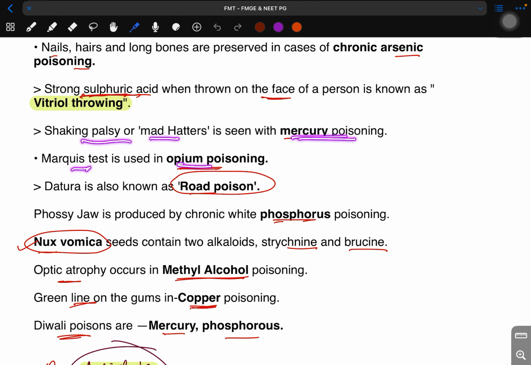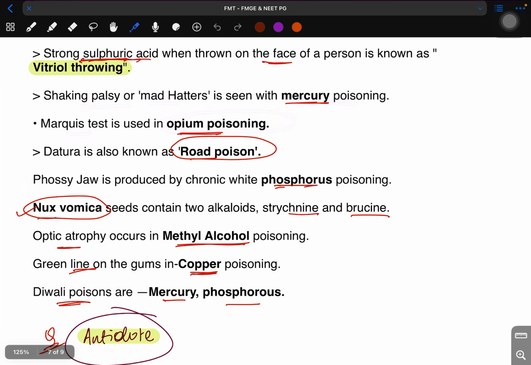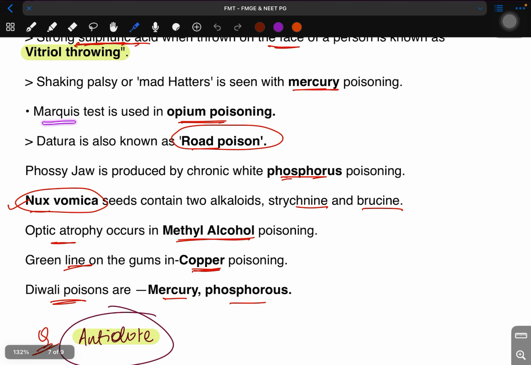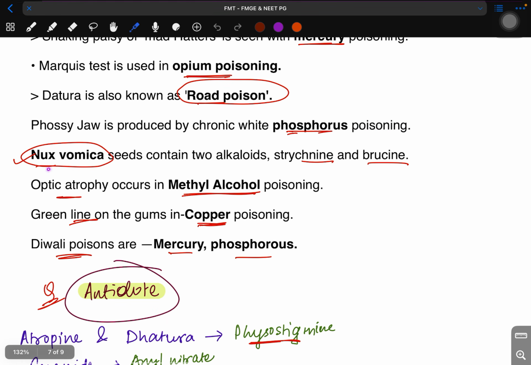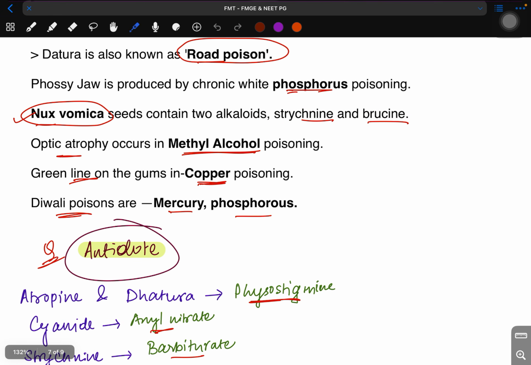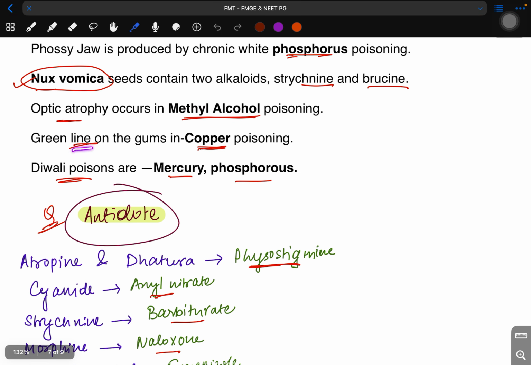Marquis test is used in opium poisoning. To determine opium poisoning, we will use Marquis test. Dhatura is also known as road poison. Phossy jaw is produced by chronic white phosphorus poisoning. Nux vomica seeds contain two alkaloids, namely strychnine and brucine. Optic atrophy occurs in methyl alcohol poisoning. Green line on the gums is a feature of copper poisoning. Diwali poisons are mercury and phosphorus.